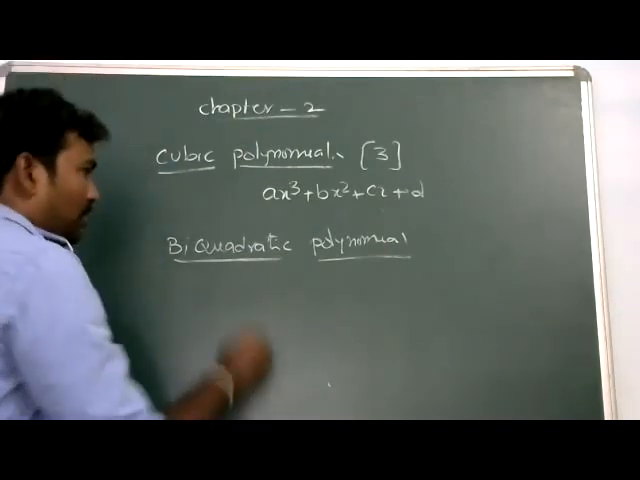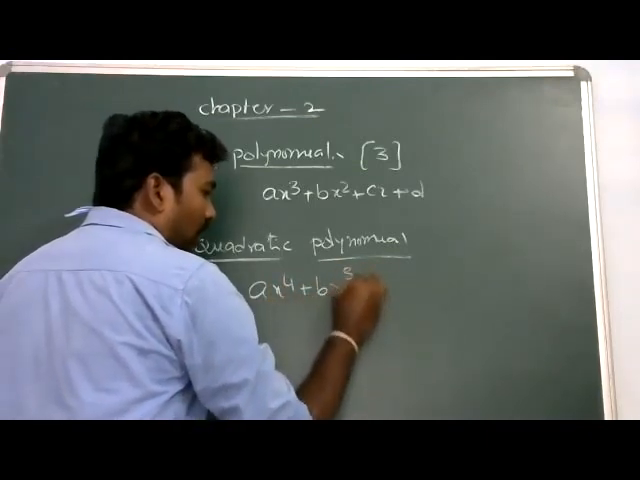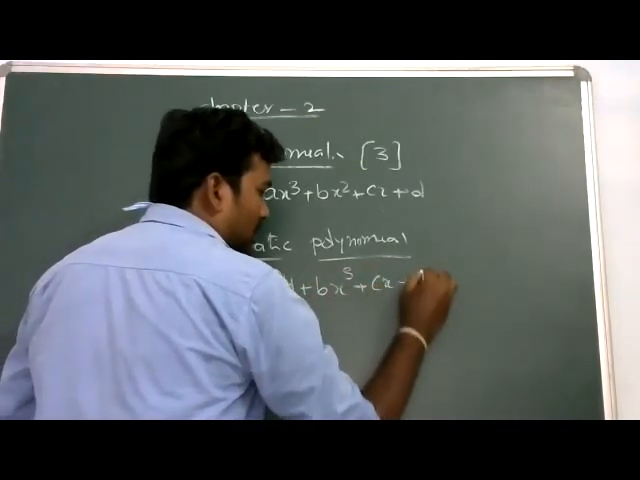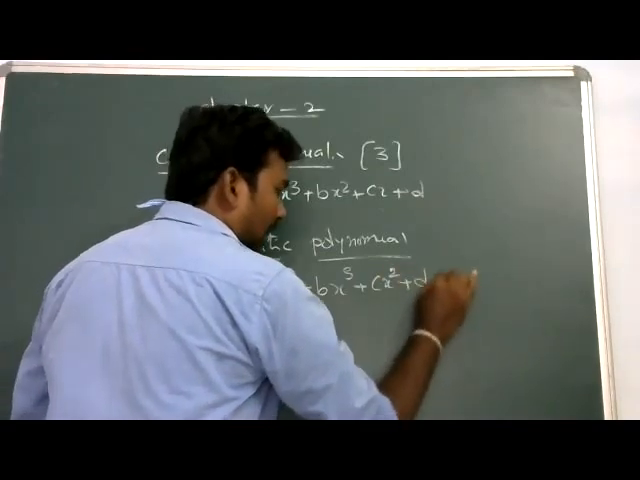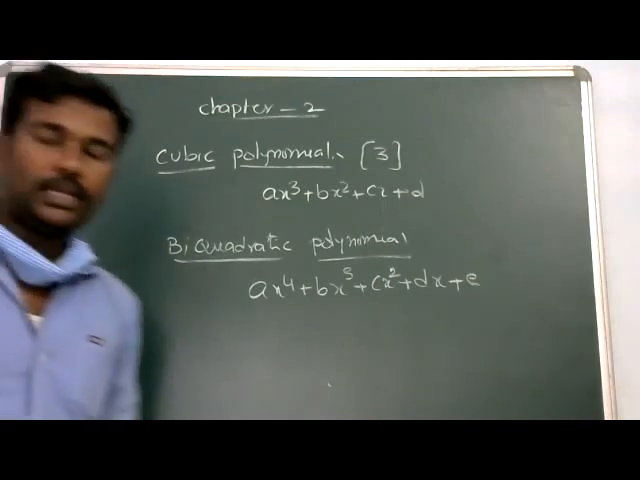Here you can see an example: ax power 4 plus bx cube plus cx square plus dx plus e. Is it clear now?